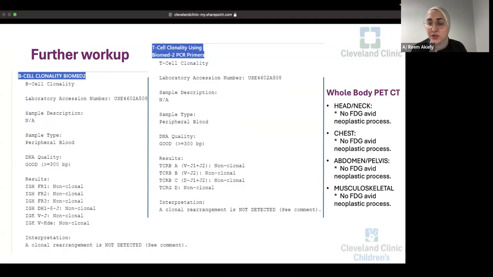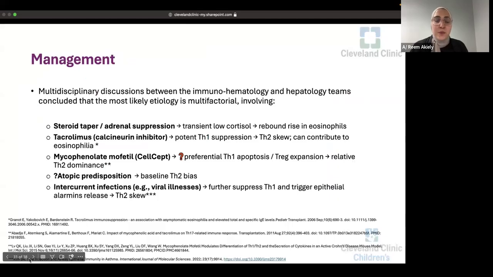For the high level of concern for occult malignancy or lymphoma, we completed a whole body PET-CT that was reassuringly negative as well. By that time, and after ruling out malignancy, most of the discussions were directed toward this case being not a straightforward case, with multiple driving risk factors. And the conclusion was that his case was likely multifactorial.